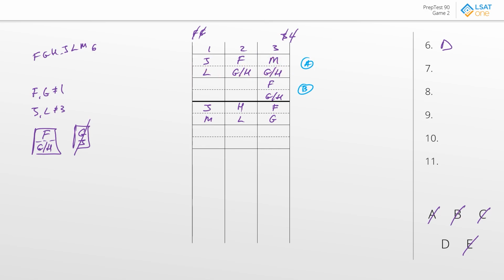So let's see what we can do. The question itself asks, L has to play against who? And we have the answer. L has to play against J. The best answer here is answer choice D to question 7.